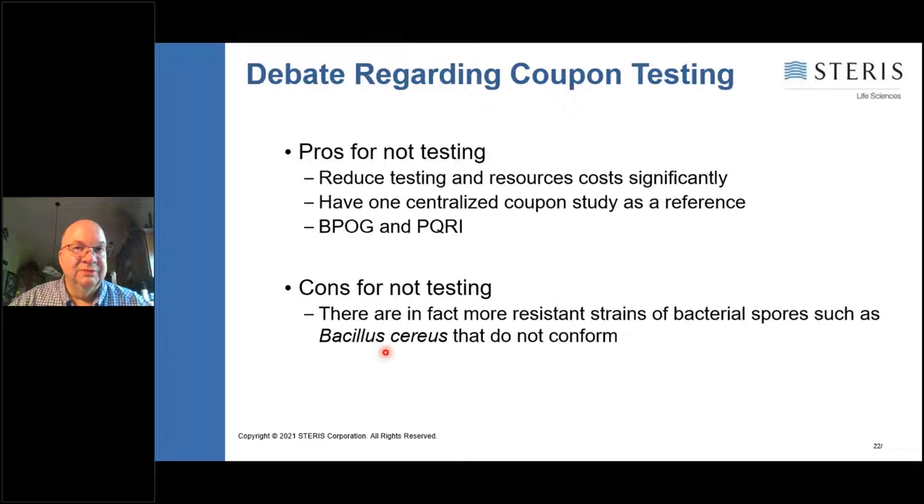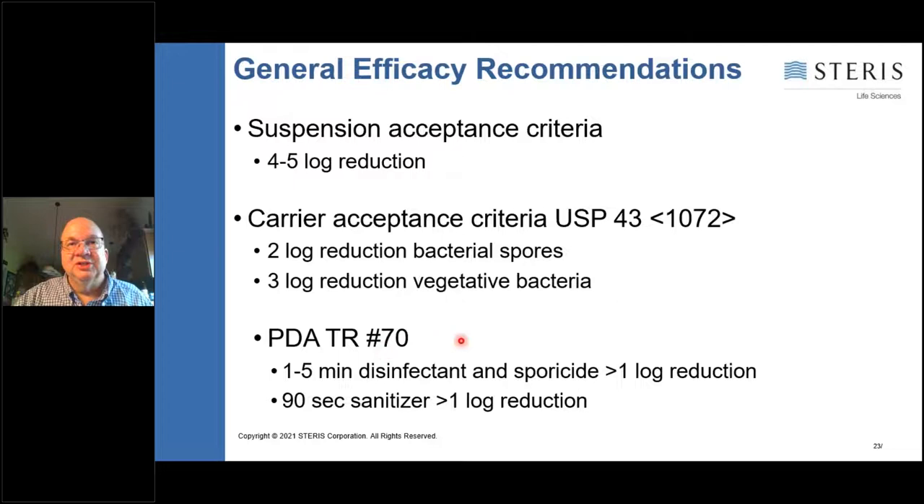In terms of log reduction, there's some good suggestions on this slide. For suspension or time kill studies, it's really easy to kill organisms that are surrounded 360 degrees by a biocidal agent. So you should be able to easily get a 4 to 5 log reduction against them. USP 1072 talks about a 2 log reduction of bacterial endospores, 3 log reduction of vegetative bacteria. Again, I think those are very easily attainable.